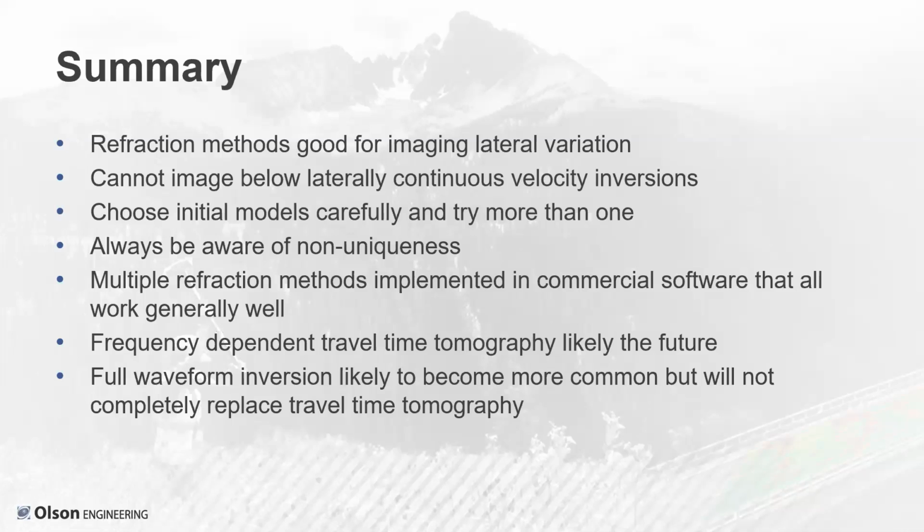You should choose an initial model carefully. That's probably the thing that's going to affect your results the most. I always recommend trying more than one and trying to do the inversion with more than one set of inversion parameters. And this leads into always be aware of non-uniqueness, always be trying to vary your model to get a bunch of different potential outcomes, and then use as much a priori information as you can to choose which model is going to be the best.